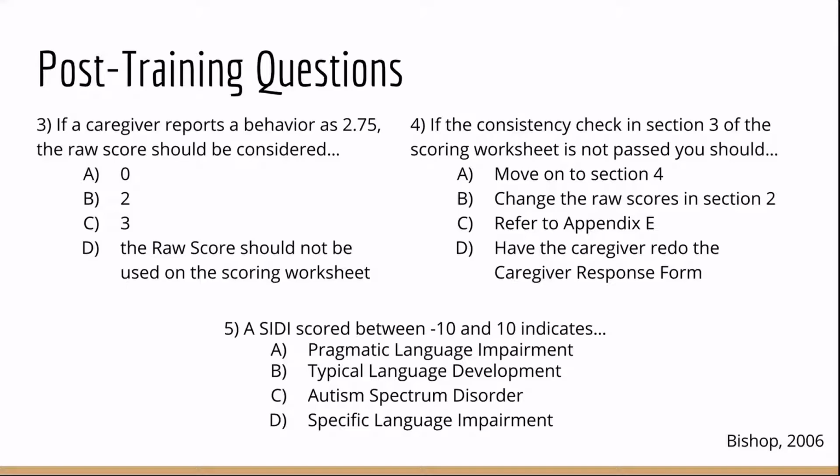Question number 4. If the consistency check in section 3 of the scoring worksheet is not passed, you should A. Move on to section 4, B. Change the raw scores in section 2, C. Refer to appendix E, or D. Have the caregiver redo the caregiver response form.